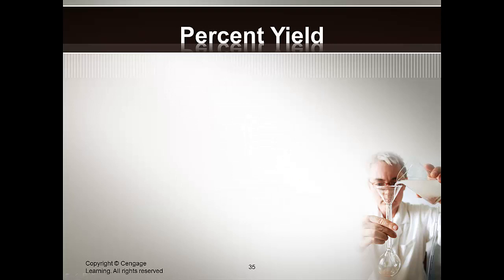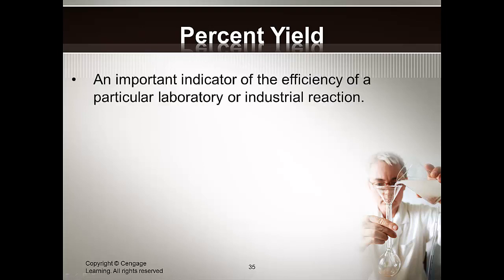Percent yield. This is an important indicator of the efficiency of a particular lab or industrial reaction. So on that previous example, we decided that, yeah, we could make 4.4 grams of our product, theoretically, on paper. But what happens if you go in the lab and you do the experiment and you pull out the balance and you weigh how much you've produced? Hang on a minute, we don't have 4.4 grams, we've only got 4.0 grams. So we've got less than was on paper.